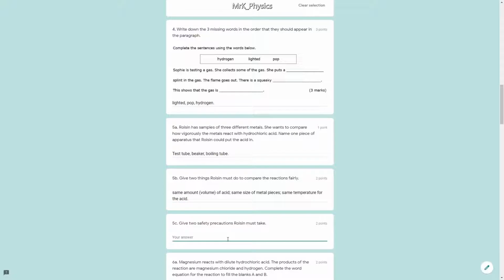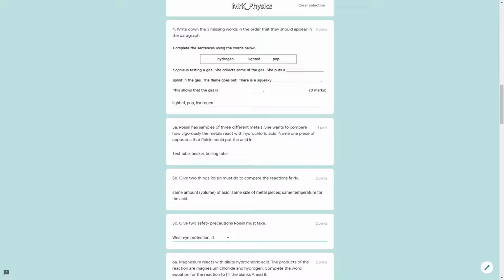Now, thinking of safety precautions that Roisin must take, there's a wide variation of things that you could have come up with. The two main ones that I wanted you to come up with here were to wear safety goggles or eye protection. Now this is essentially the two big ones that the mark scheme wanted you to come up with.